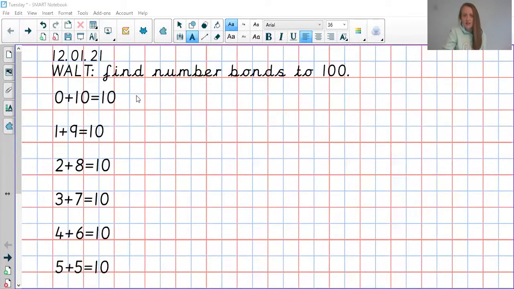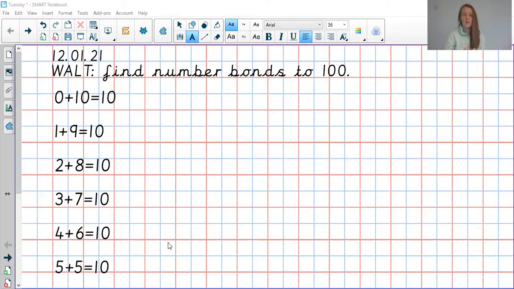I'm just going to get up the share screen here. So our WALT today is to find number bonds to 100. That's what we're going to do. And as you can see, I've recorded here our number bonds to 10, which are pretty easy now. We know these off the top of our head. So 0 and 10 is 10, 1 and 9 is 10, 2 and 8 is 10, 3 and 7 is 10, 4 and 6 is 10, and 5 and 5 is 10. We know those off by heart.